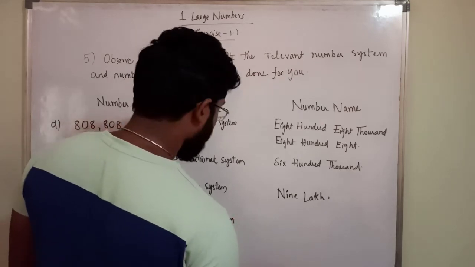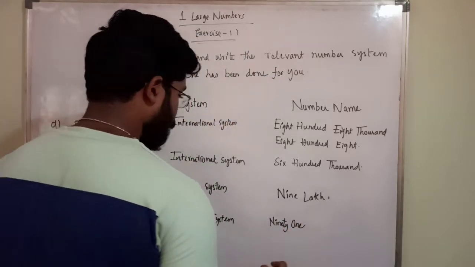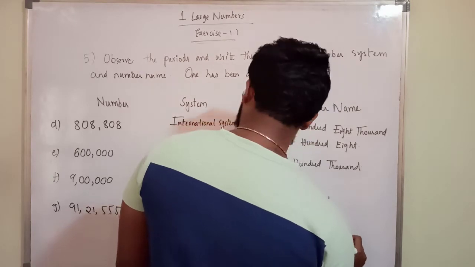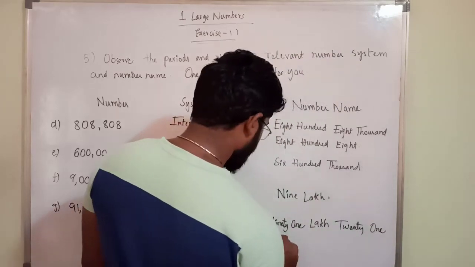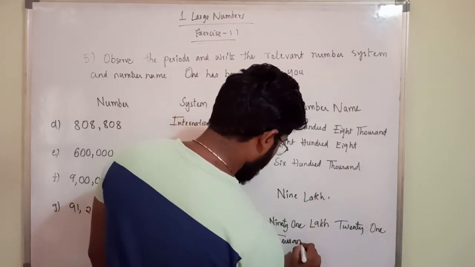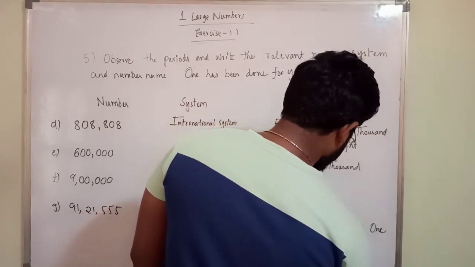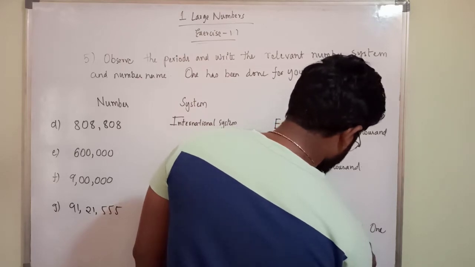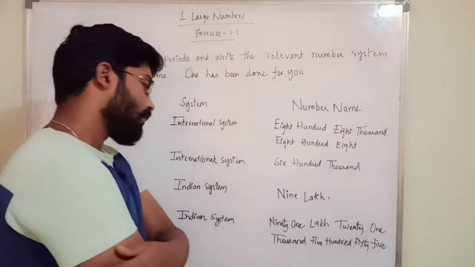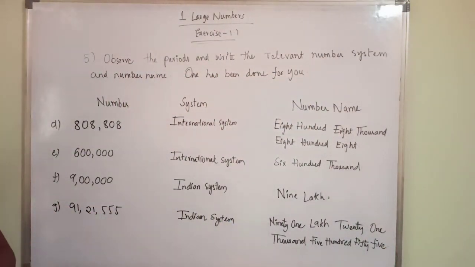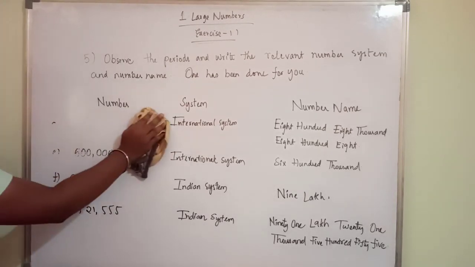So what is the number name? 91 lakh 21,555. So this is the number name. Clear? 91 lakh 21,555. So we have completed up to G. So next we will continue.